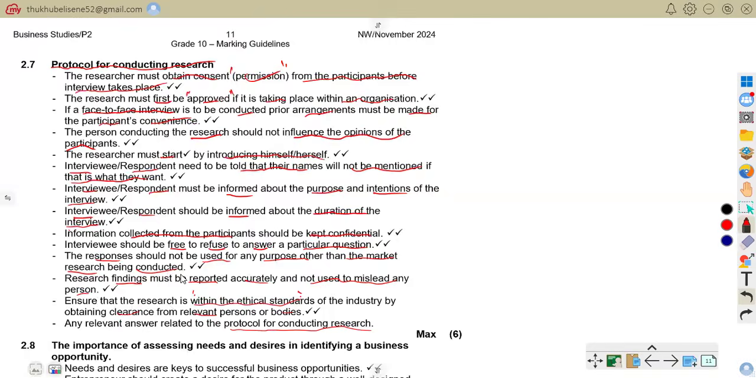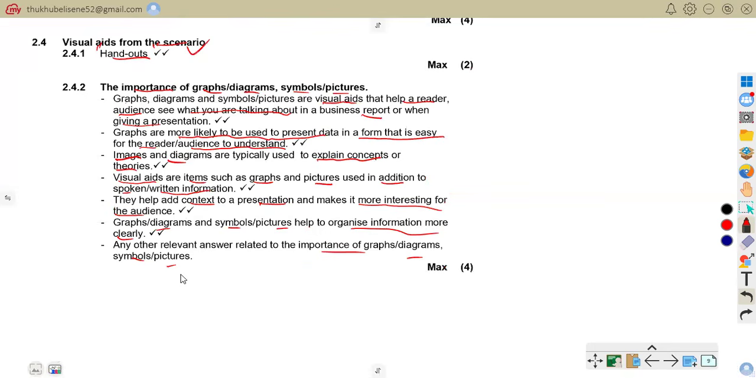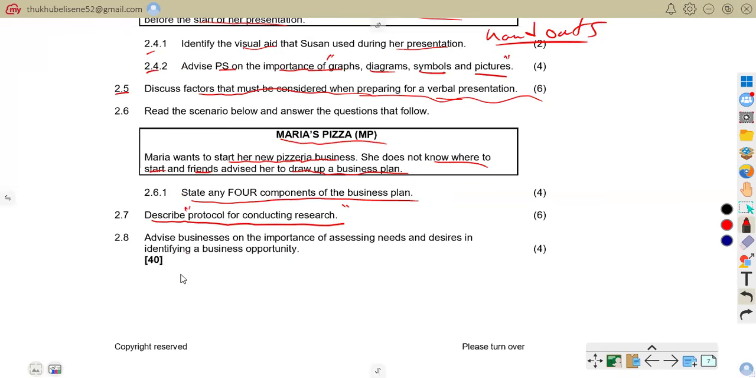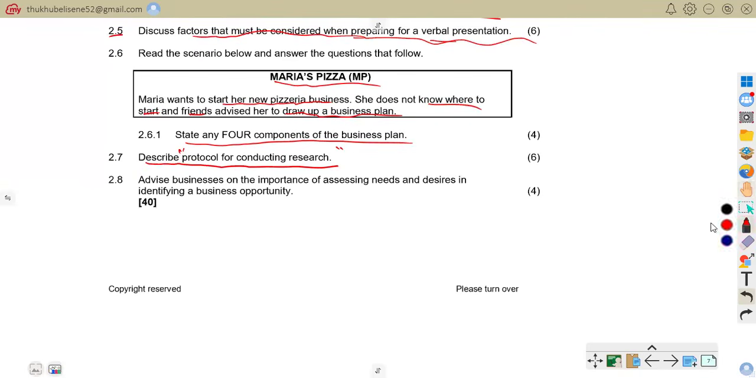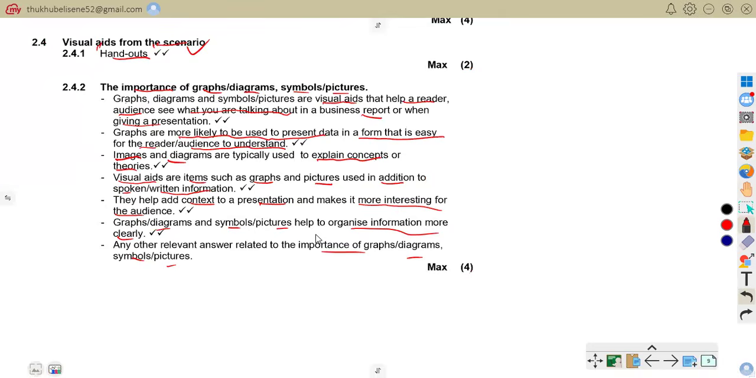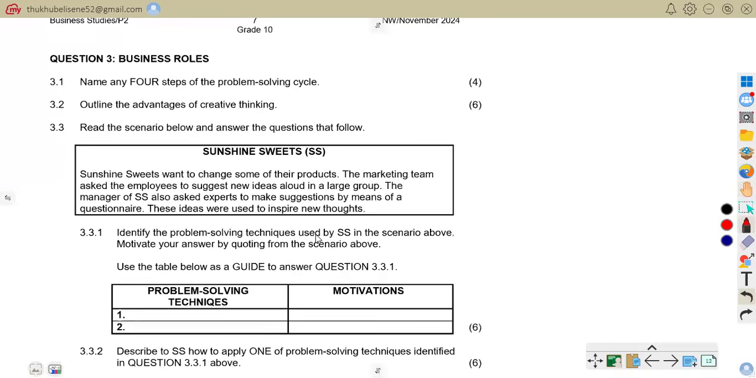So let us move on to question 2.8, the last part of question 2. Question 2.8: Advise a business on the importance of assessing needs and desires in identifying a business opportunity. Let us go to our answers.